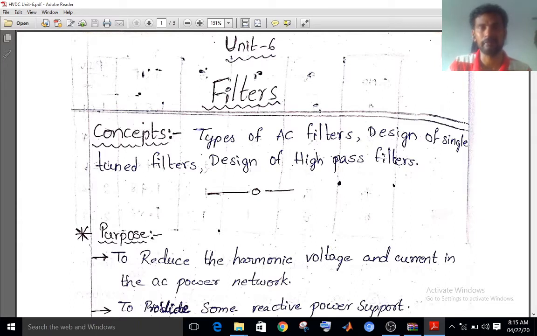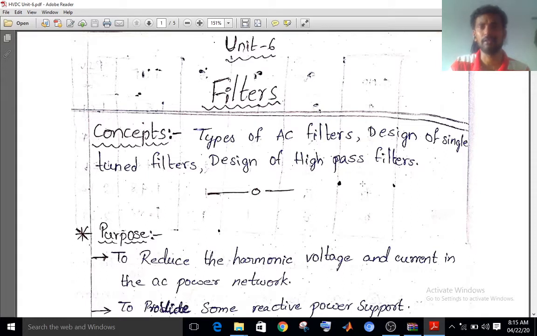Today I would like to discuss filters in an HVDC transmission system. In this chapter, we are going to discuss types of AC filters, design of single tuned filter, and design of high pass filters.